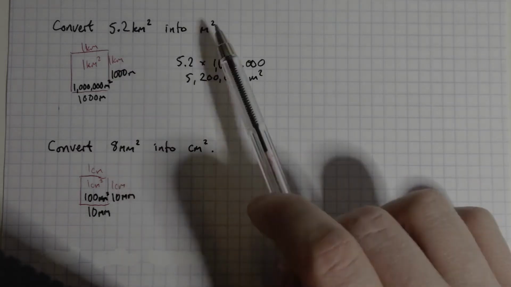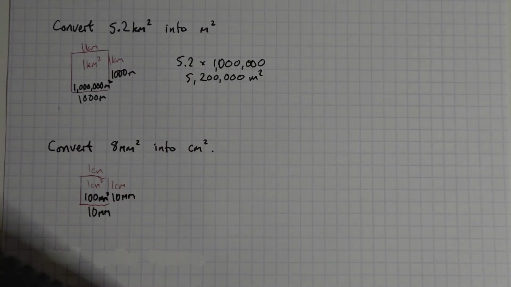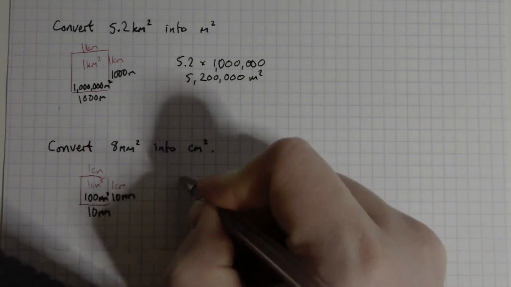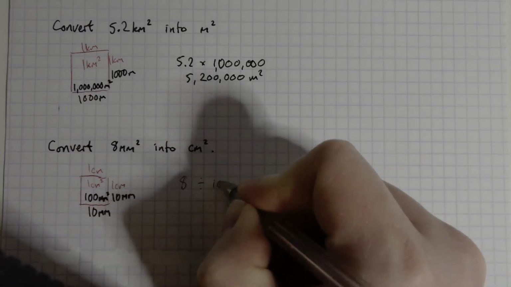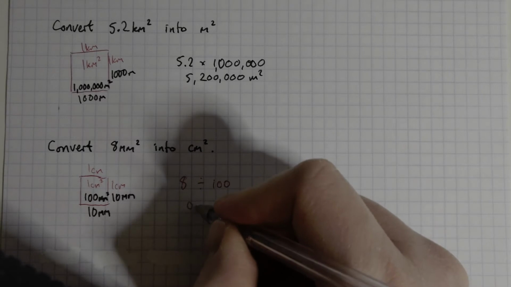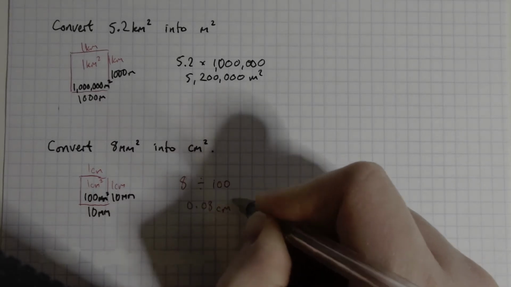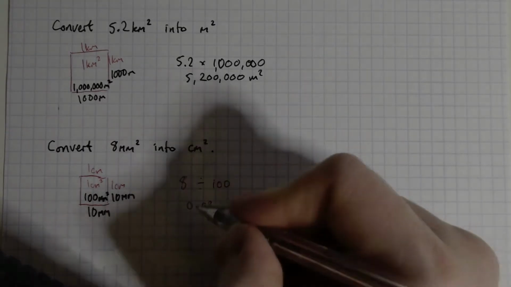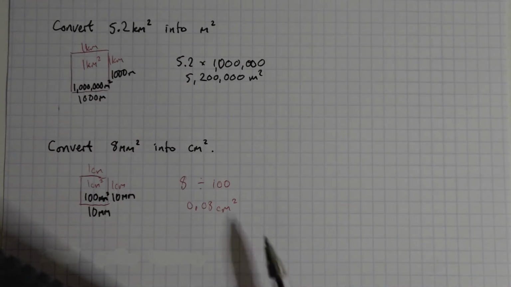So last time I had to multiply, but this time I will be dividing. So I need to do 8 divided by 100. So I get the answer 0.08 square centimeters. And I hope that makes sense. You don't need as many square centimeters as you do square millimeters when describing the same area, because each one is larger.